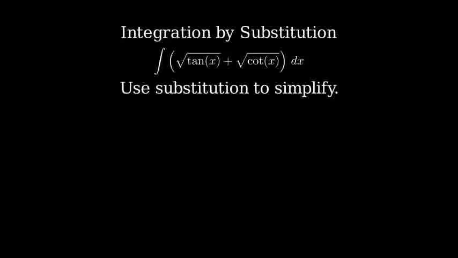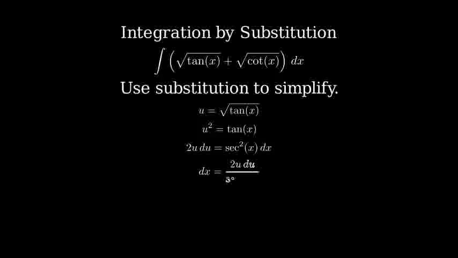First, let's consider the substitution for the square root of tangent. If we set u equal to the square root of tangent x, our substitution would be u squared equals tangent x. We'll differentiate both sides to get an expression for dx. Now, let's rearrange that to solve for dx.